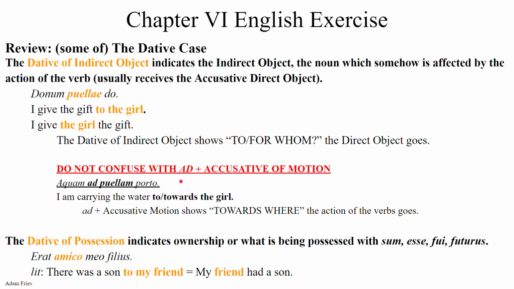The dative of possession indicates that ownership exists. Something is being possessed or owned with the verb sum esse fui futurus. Erat amico meo filius, literally, erat, there was, amico meo, to my friend, a filius. Amico meo, to my friend, a filius, a son. There was a son, a filius, amico meo, to my friend. My friend had a son.